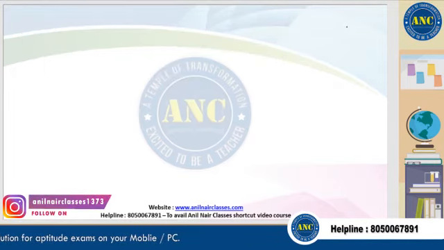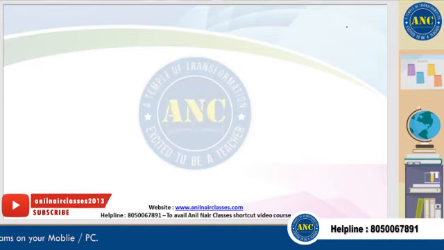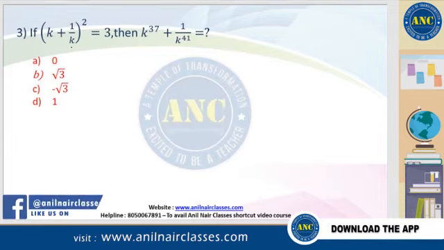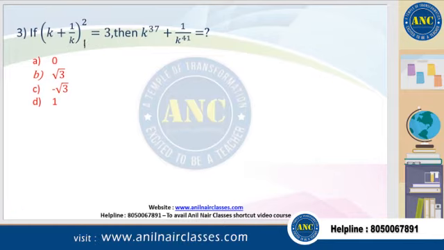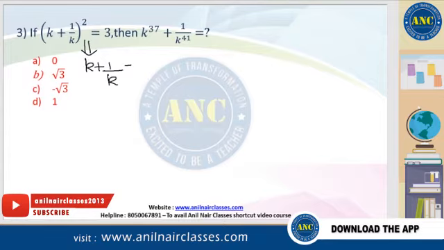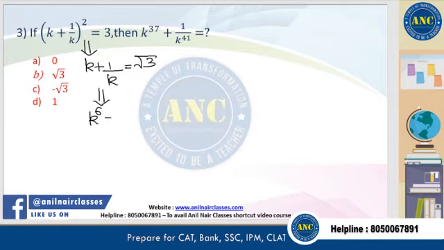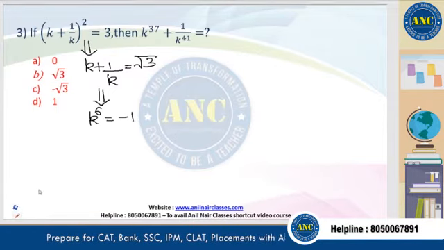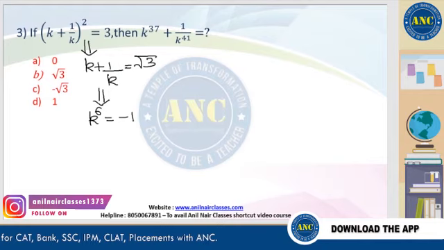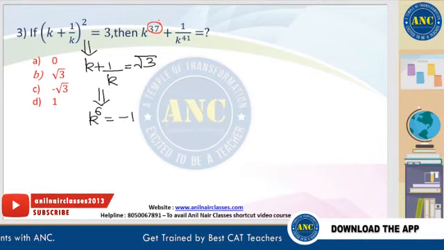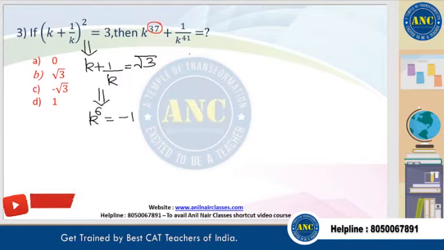See the third question, sir. See question number 3. Now they are giving you k plus 1 by k whole square is equal to 3. Now this I can also write as k plus 1 by k equal to root 3. From this I can also write this as k power 6 will be equal to minus 1. That means k power 37 is what they are asking you in the question. 37 is k power 36, which is an even multiple. K power 36 is 1.